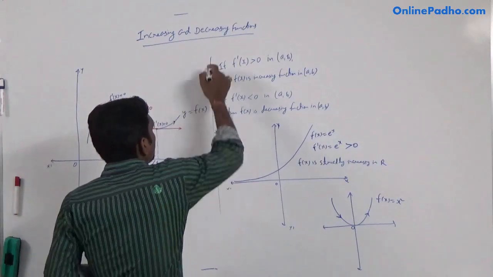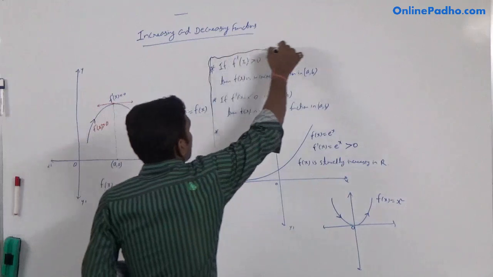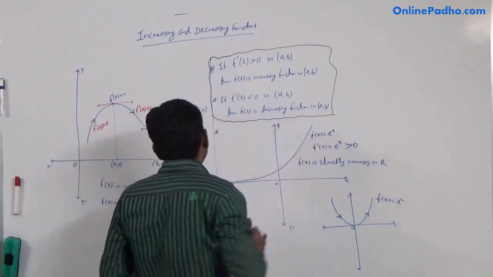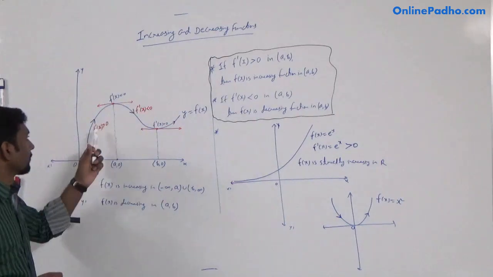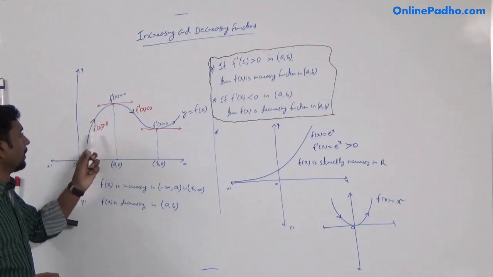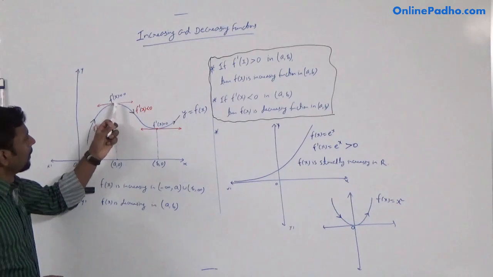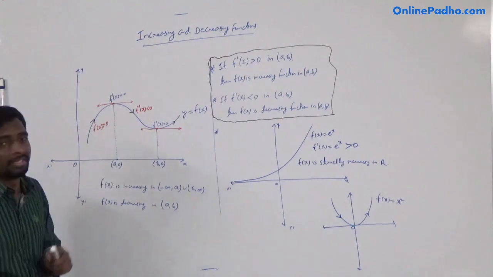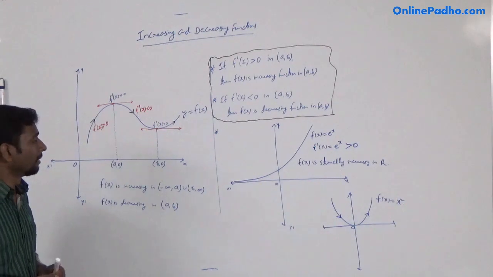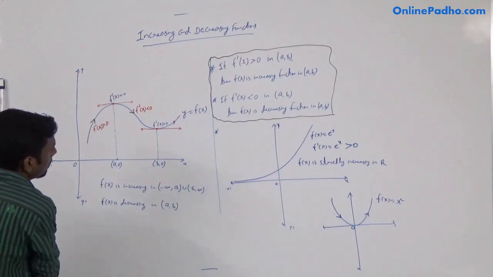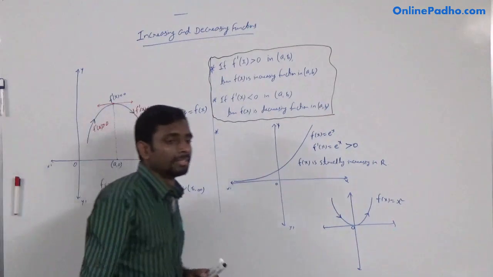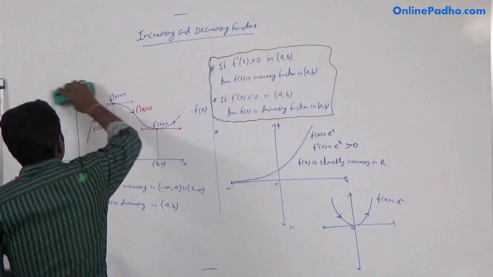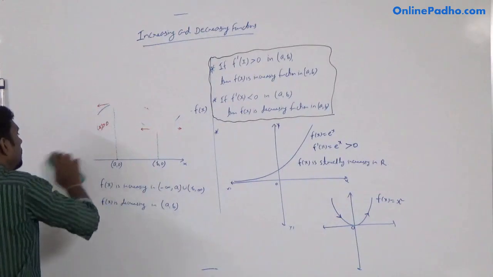So this is a very important concept to find the interval in which the function is decreasing or increasing. If f dash x, the derivative, is greater than 0, in that interval the function is increasing. If f dash x is negative, in that interval the graph is decreasing. So these are the very important and basic concepts of increasing and decreasing functions. Then what type of important question can be asked in this topic? Let us see.